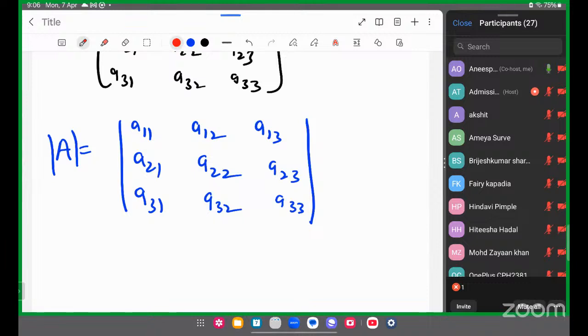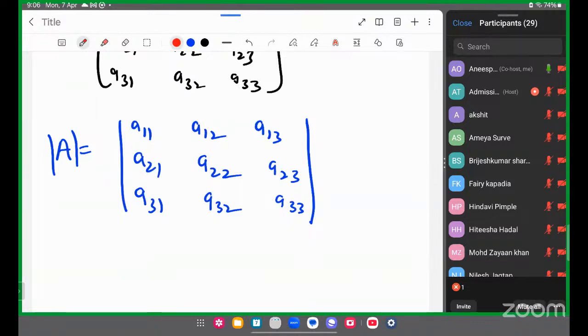3 according to 3 different rows, according to R1, according to R2, and according to R3. And 3 ways will be according to the columns, according to column 1, column 2, column 3. So it will depend on the student how someone is expanding the determinant. Maybe someone is doing it with R1 and someone is doing it with R2, or similarly for C1 and C2.